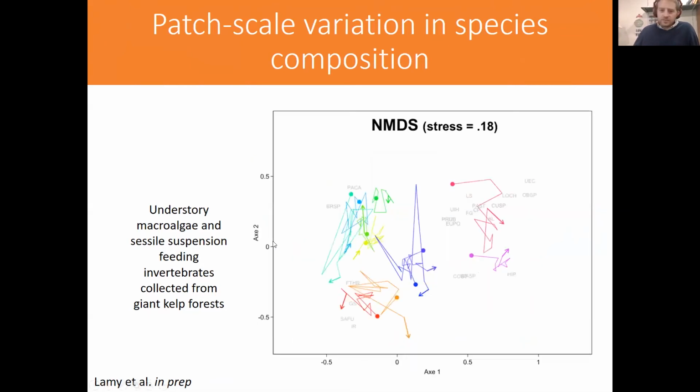We can take the change in species composition through time for each of those sites. Here we've plotted them in an NMDS ordination, just so you can visualize how community composition at a patch changes through time. Each color represents a patch, and its trajectory through species space represents turnover in community composition at that patch through time.